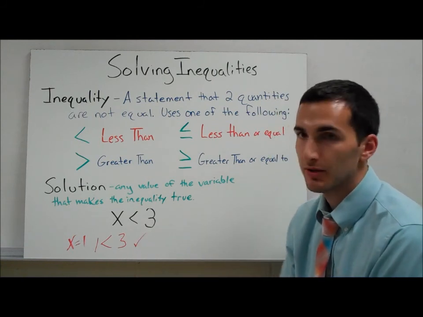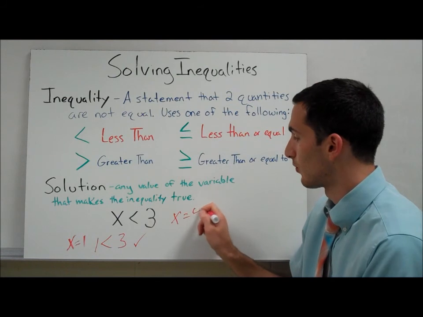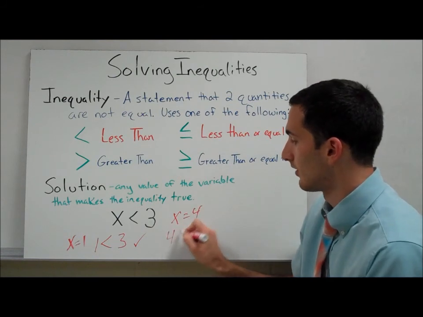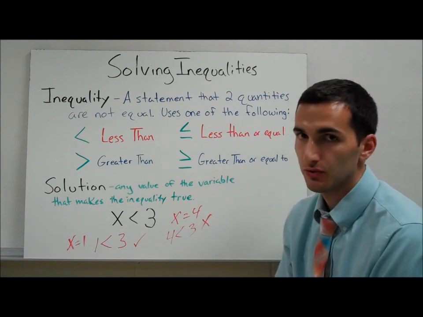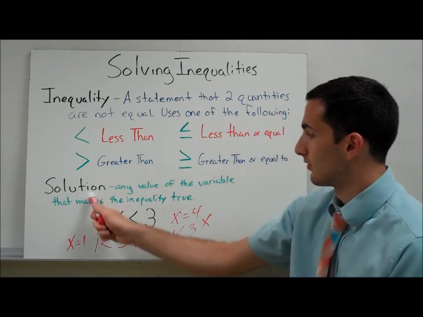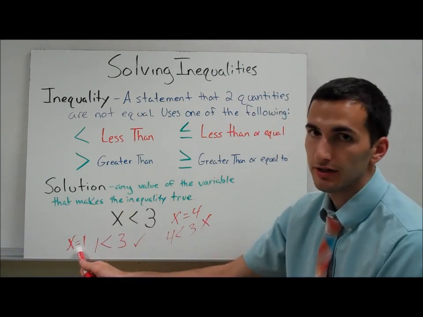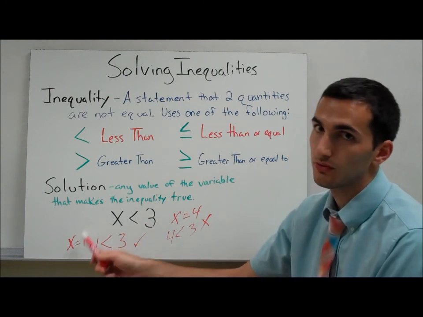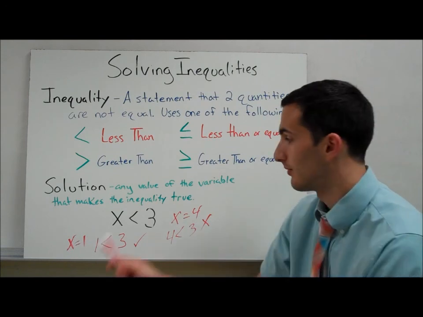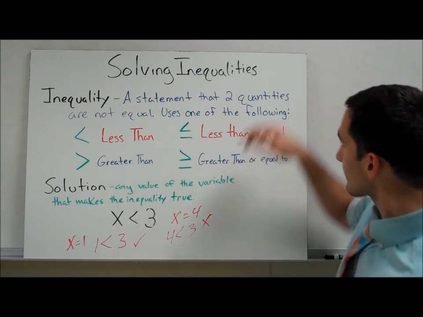All right. How about if I said x equals 4? Is 4 less than 3? Nope. So that is not true. All right. So a solution would be this guy right here, any value that makes that true. So we could go 1, 2, 0, and any negative number would make this inequality true.